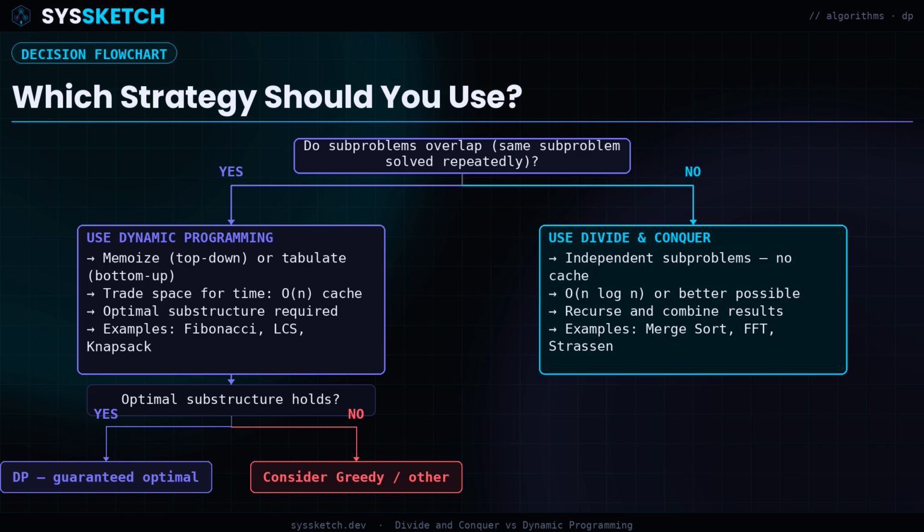Then, if you are on the DP path, ask a second question: does optimal substructure hold? That means the optimal solution to the whole problem can be constructed from the optimal solutions to its subproblems. If optimal substructure holds, DP gives you a provably optimal result. If it does not hold, you may need a greedy algorithm or a completely different approach. This two-question decision flow handles the vast majority of algorithm design choices you will encounter in competitive programming and real production work.